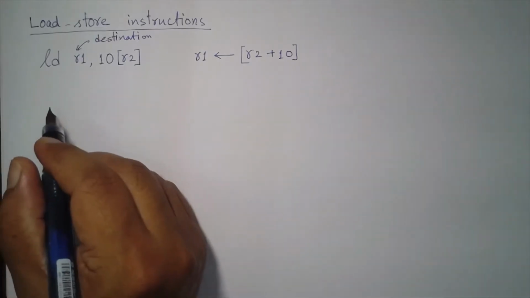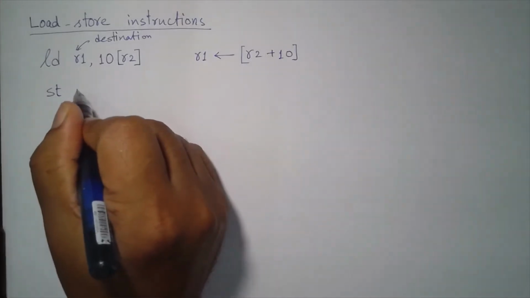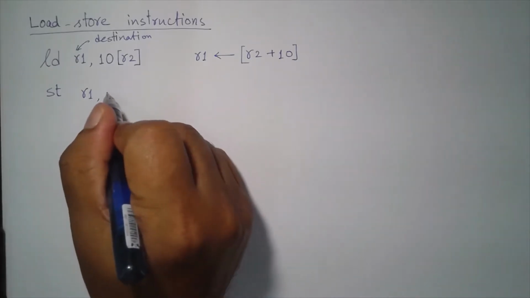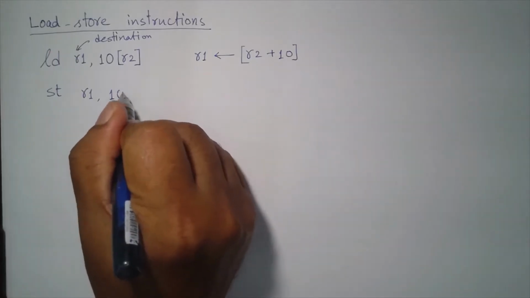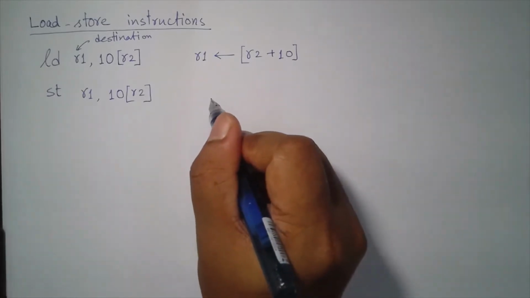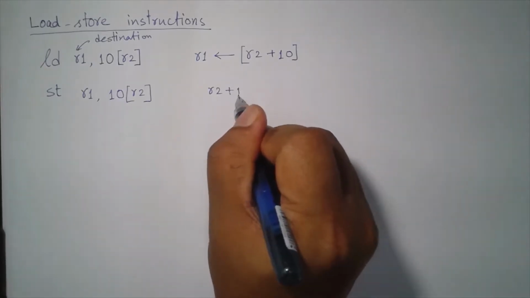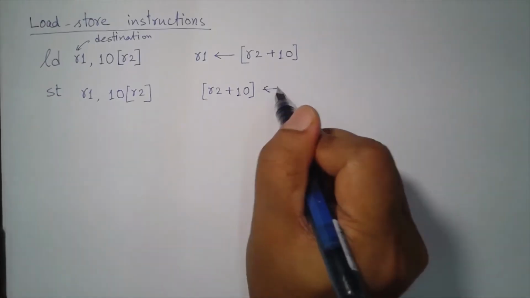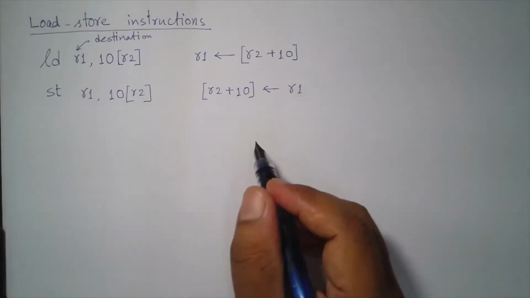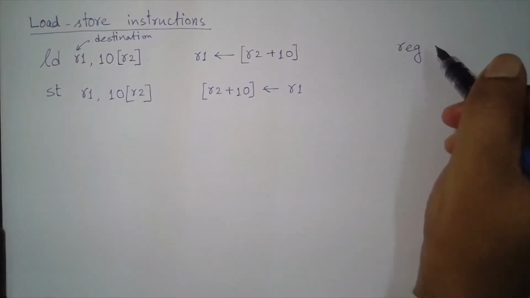Similarly, we can have store. What will store do? Store will have the content of R1 stored in a location, and we can do the same kind of base offset addressing, where we say that this is the location where the value needs to be stored. So this is the location R2 plus 10, the memory location where the content of R1 will be stored. So an easy way to remember is that this is your register and this is your memory.